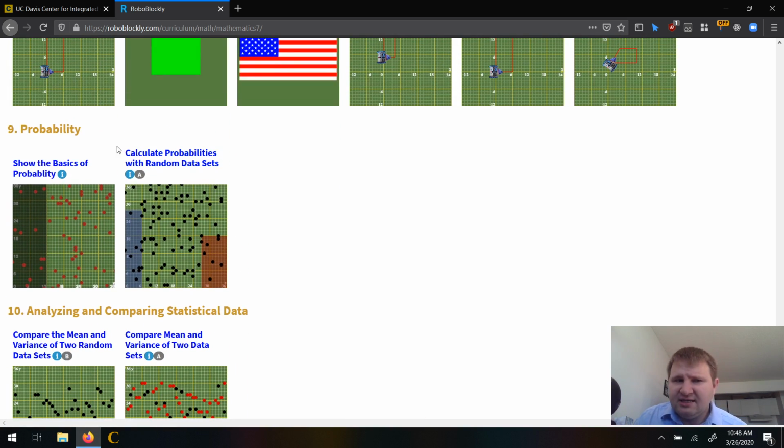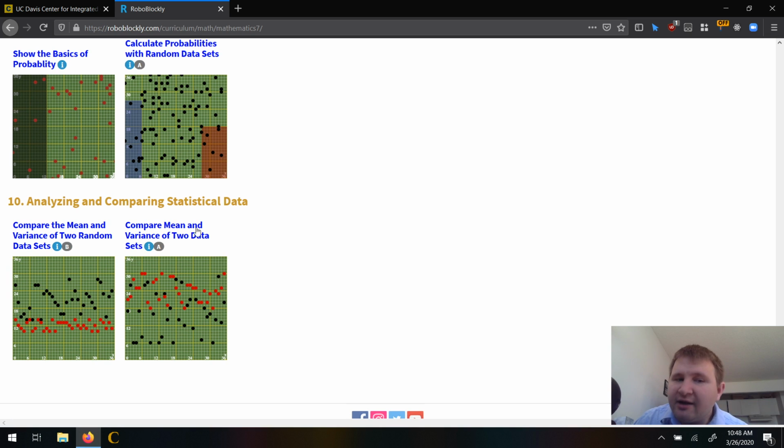And then our activities get into probability, so looking at basics of calculating probability with random data sets. We get into analyzing and comparing statistical data, and starting to look at different properties such as the mean or the median or the maximum, etc., to start to build a much more solid understanding of these different concepts.